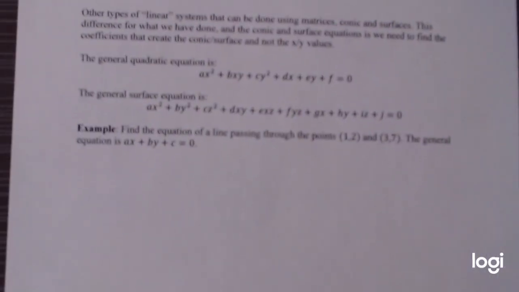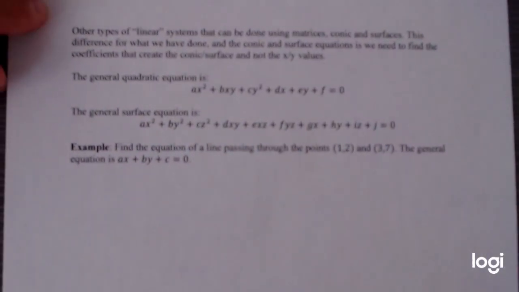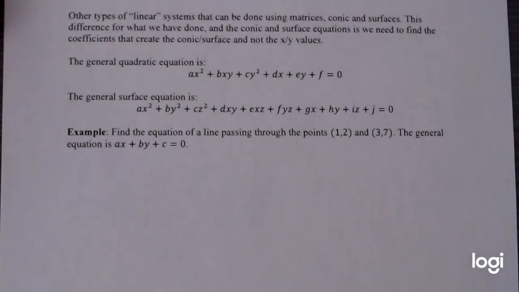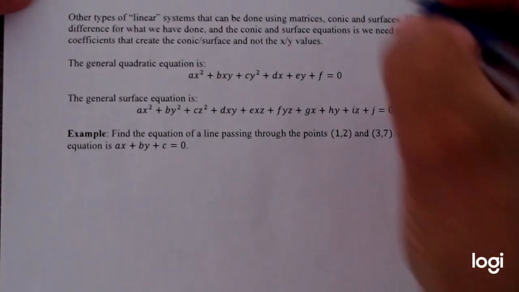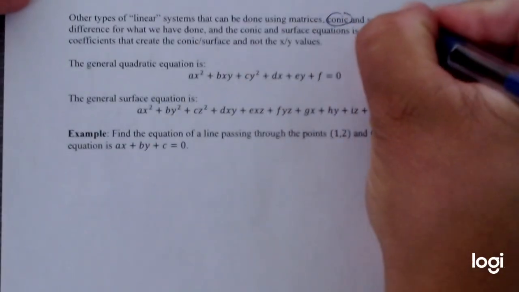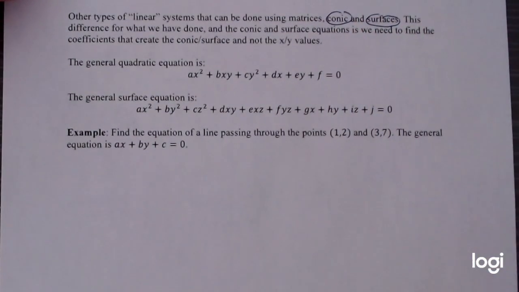Alright. Now, the interesting part about systems of equations, and I told you we're only doing linear equations, but there are unique ways of saying these are linear equations. So there are other types of, and again I put in quotes, linear systems based off matrices, and that goes into conics and surfaces, or in other words, geometry.